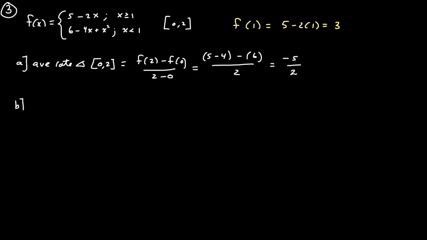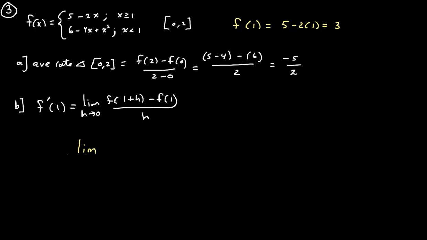Part B, instantaneous rate of change, slope at 1. f prime of 1 equals the limit as h approaches 0 of f of 1 plus h minus f of 1 all over h. And here's where we have, I guess I'll call it a problem. This is a piecewise function of the difference quotient. The behavior is different to the right or left of 1, so we can't directly find this limit, and so we will need 2 one-sided limits of this difference quotient.